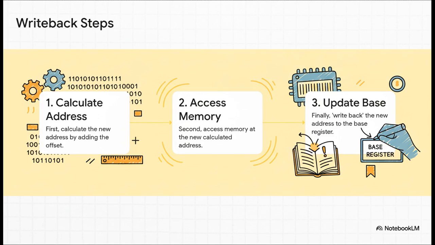So the sequence is what's really important here. Step 1, you figure out the new address. Step 2, you go to that new address and do your load or store. And step 3, because of that exclamation mark, you write back that new address into the base register. You've officially moved your bookmark.